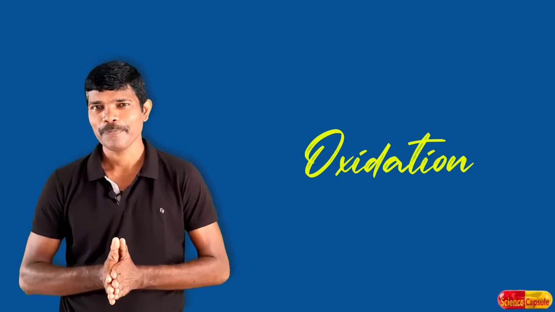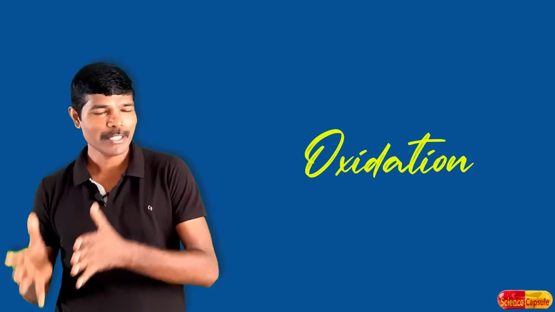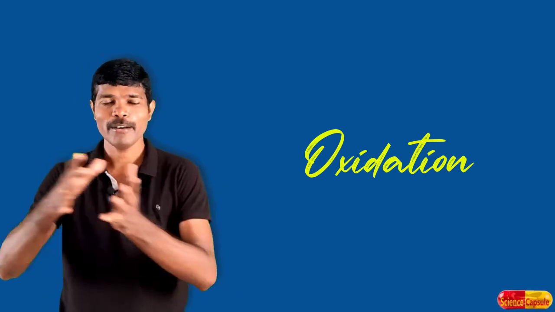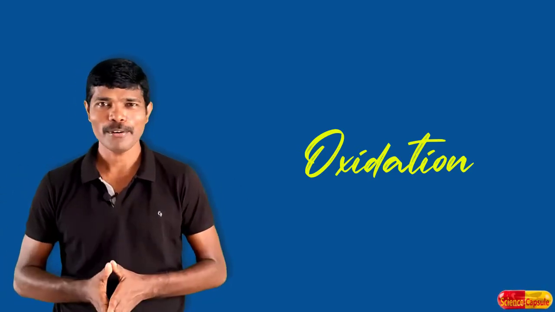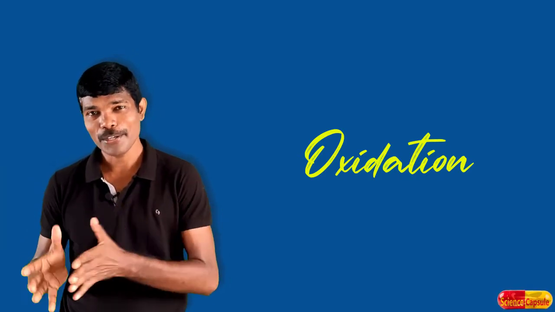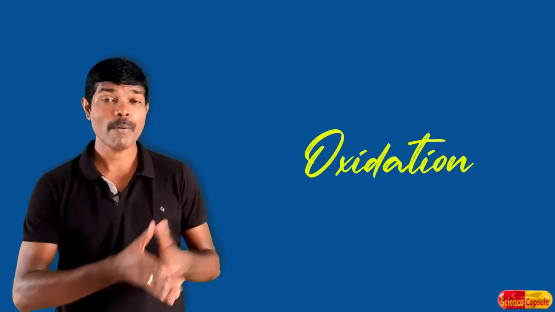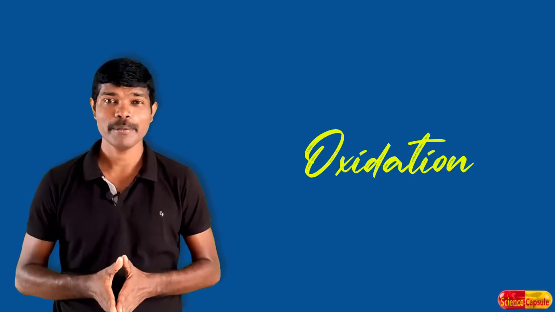Let us learn the second property of carbon compounds, that is oxidation reaction. Dear students, we have already studied about oxidation reaction in the first chapter, where oxygen combines with any substance, then oxides are produced. So oxidation is a process in which addition of oxygen takes place, which we have already studied. Here, carbon compounds can undergo oxidation process.